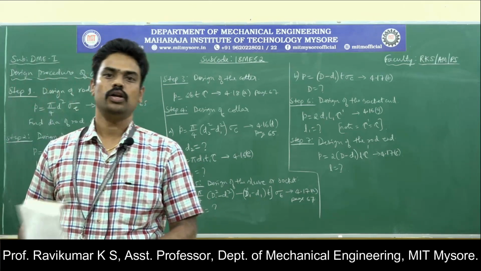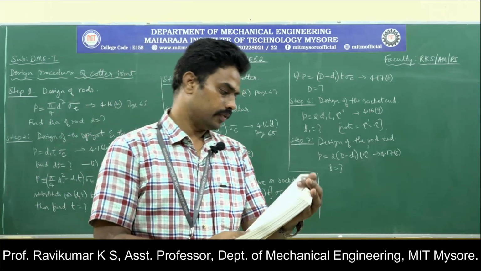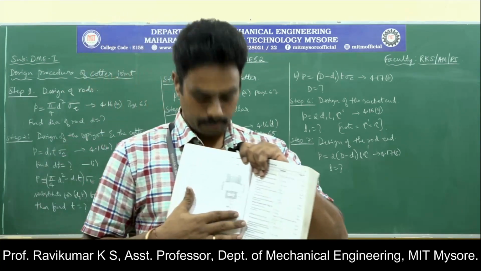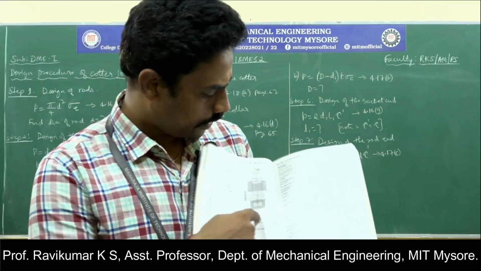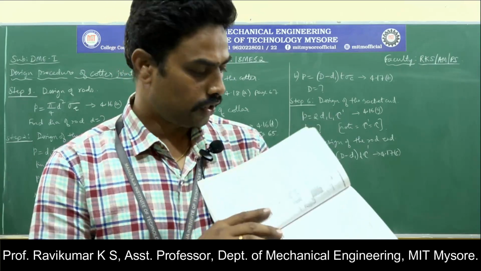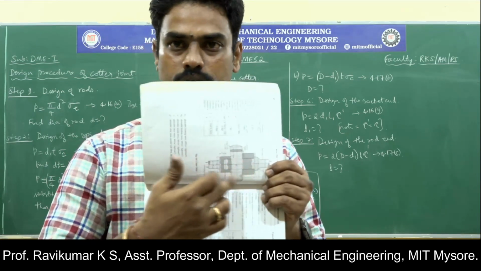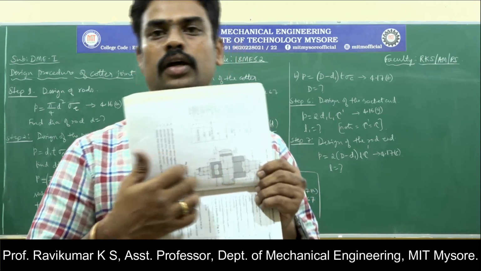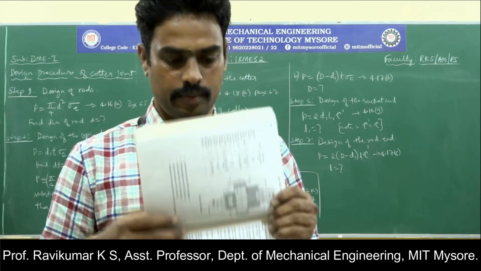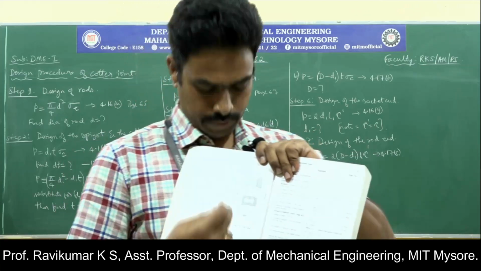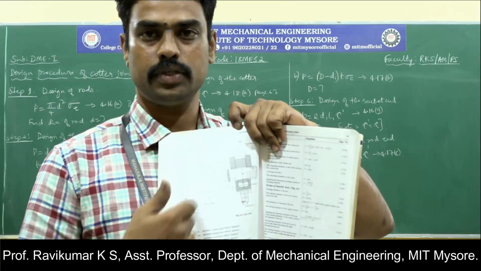You can also follow the second type, where if you just open your data handbook and go to page number 66, here you can find the figure of the cotter joint. The dimensions are written here: D, T, D1, S, L and so on, the corresponding dimensions. Just beside that figure, a table is given. Look at the table on page 66.